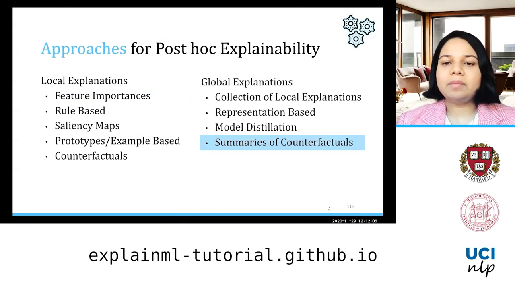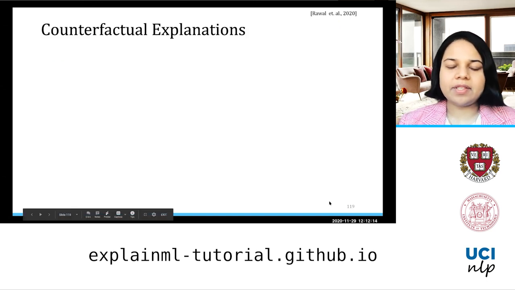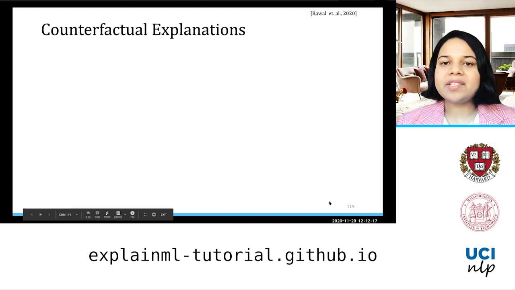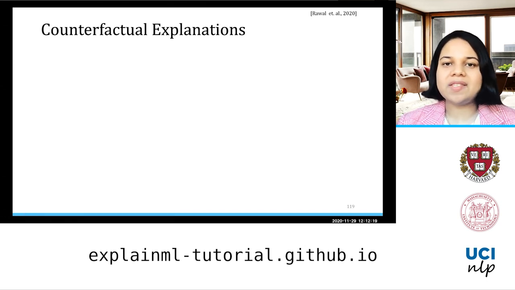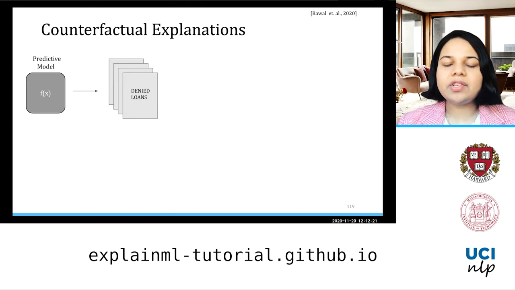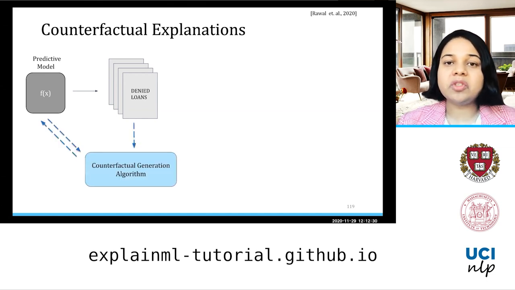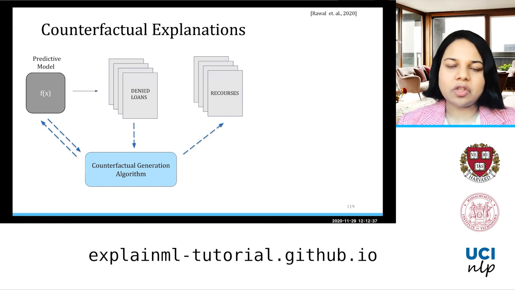All right, now we come to the last part of global explanations, which is summaries of counterfactuals. Before we get into the details of what exactly are summaries of counterfactuals, let's recap our discussion about this loan application scenario where we had a predictive model which would either approve loan applications or reject them. We also talked a lot about counterfactual generation algorithms, which can actually provide recourses to individuals who are adversely impacted by the predictions of such models.